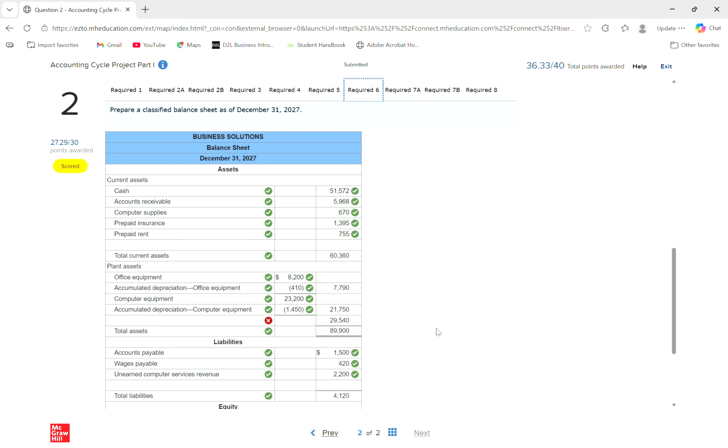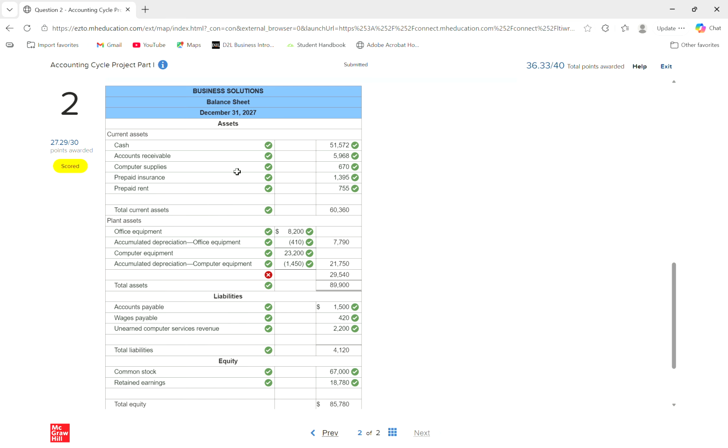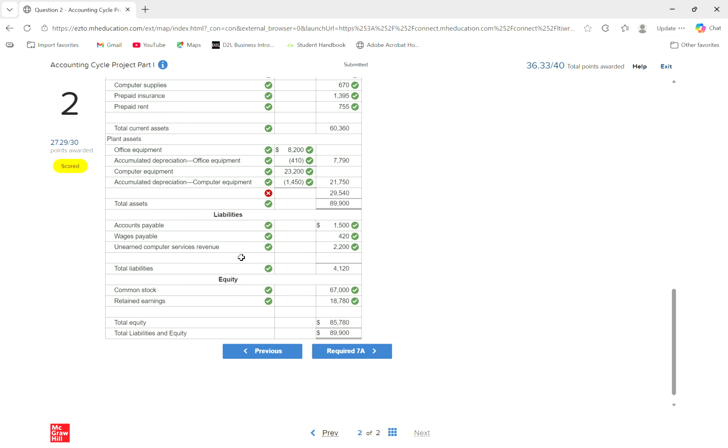For the balance sheet as of December 31st, 2027, the total assets equal $89,900. Total liabilities plus equity also equal $89,900. This confirms that the accounting equation balances. The assets include cash, accounts receivable, supplies, prepaid items, and equipment. Liabilities include accounts payable, wages payable, and unearned revenue. Equity includes common stock and retained earnings.